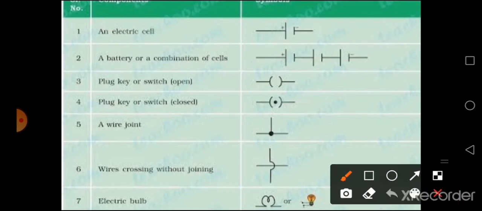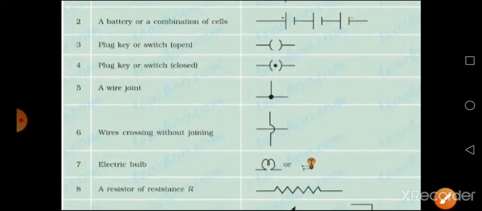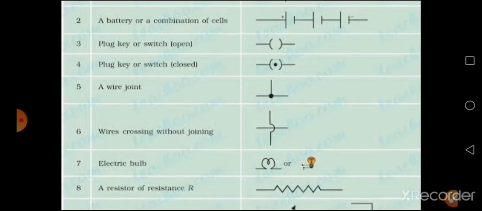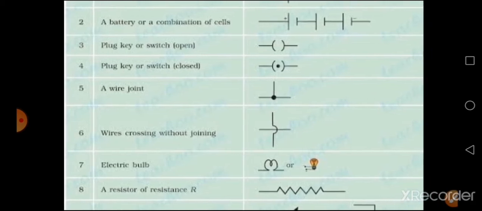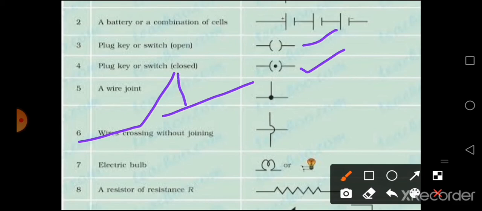Now the first one is the electric cell. In an electric cell the bigger line represents the positive end and the smaller line represents the negative end. A battery is two or more cells connected together. Then you have keys and switches: this is an open switch, this is a closed switch, and instead of a switch you also have a key. If you see the symbol like this, it means it is an open switch, and if you see the symbol like this, it means it is a closed switch.